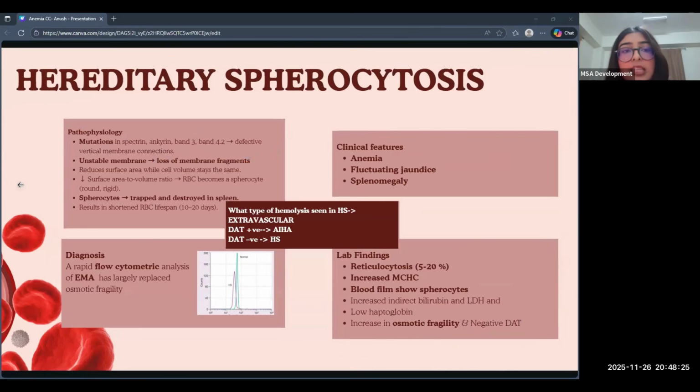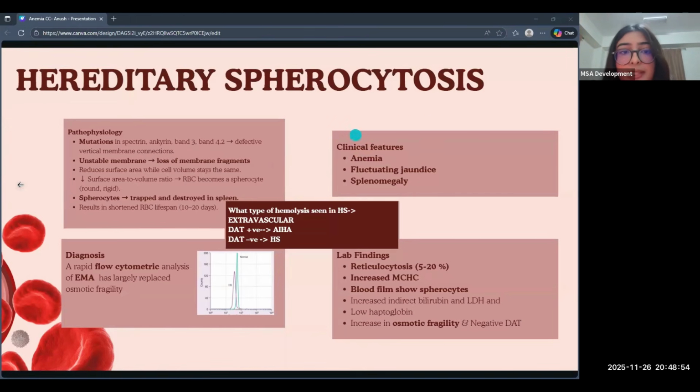If the membrane is unstable, fragments start coming out of the RBC, so you start losing membrane fragments. There's also a reduced surface area to volume ratio, and the RBC becomes a spherocyte. The spherocyte then gets trapped and destroyed in the spleen. Okay, this is very important to remember. And they also have a shortened RBC lifespan.